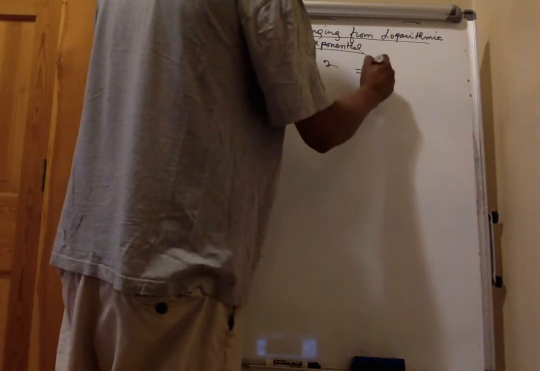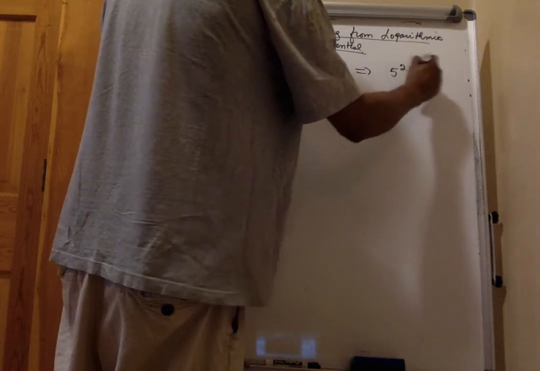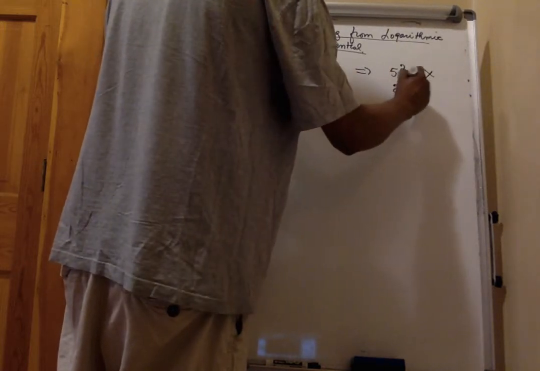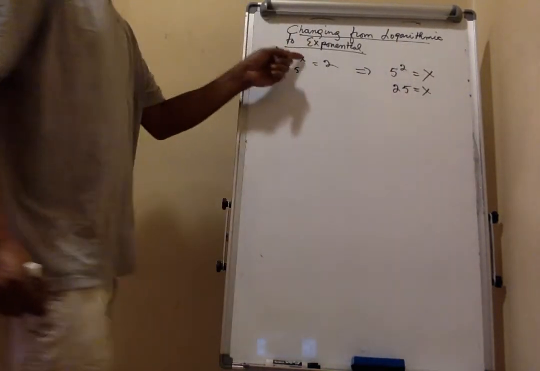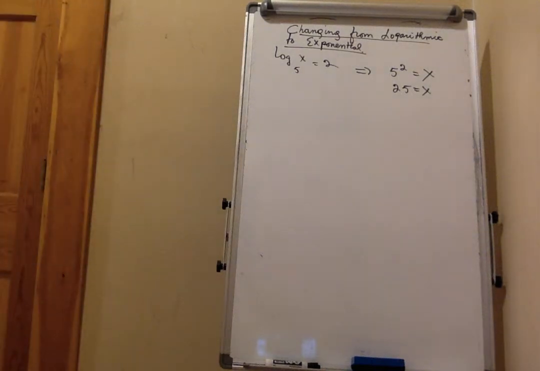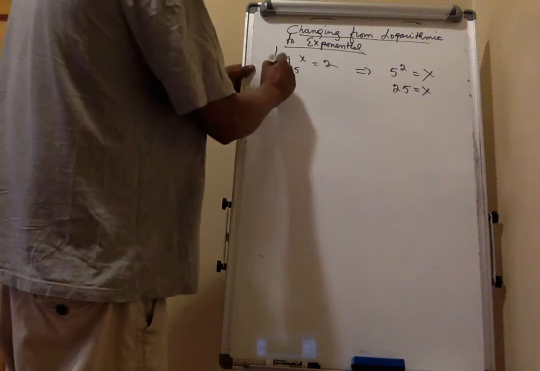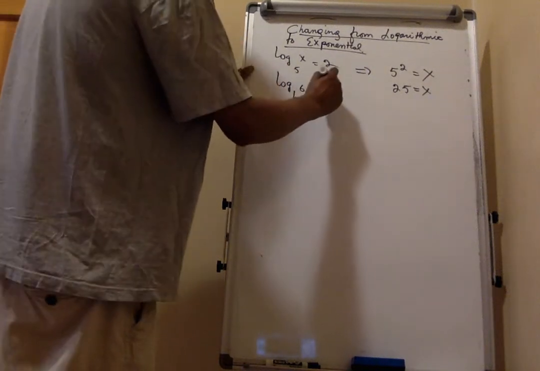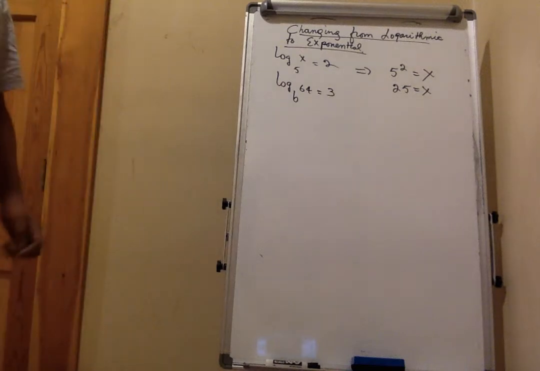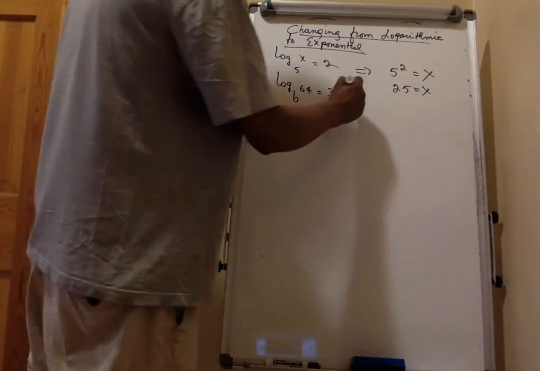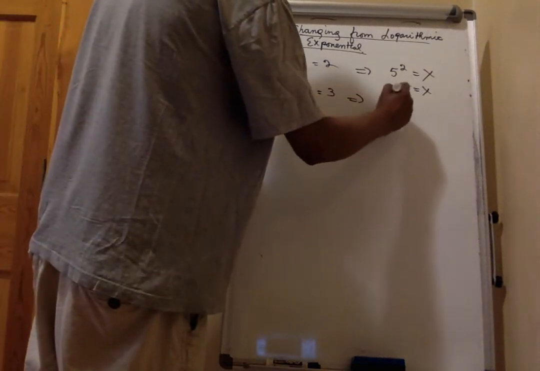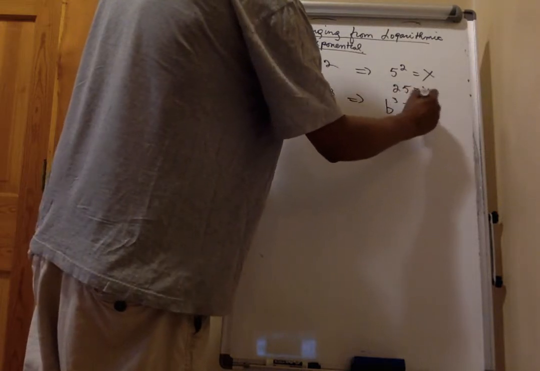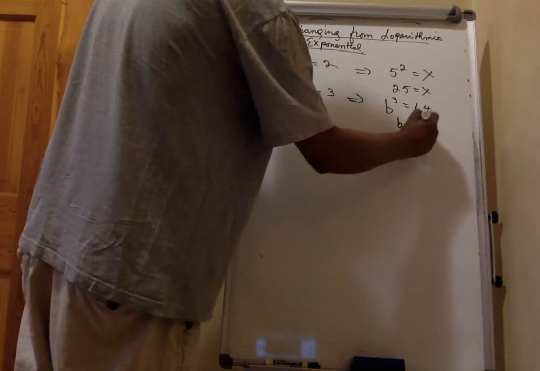All you need to do is what? 5 squared is equal to x, and then 25 is equal to x. So x is 25. Log b of 64 is equal to 3. And then, if you want to change this into exponent, so this would be b to the third is 64. You know b has to be 4.